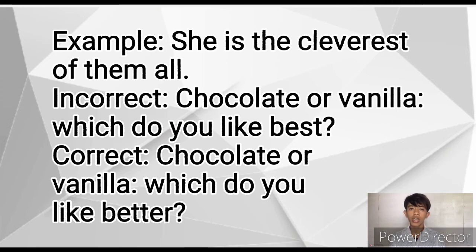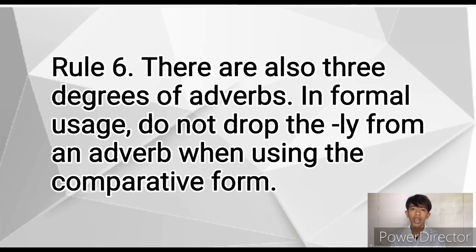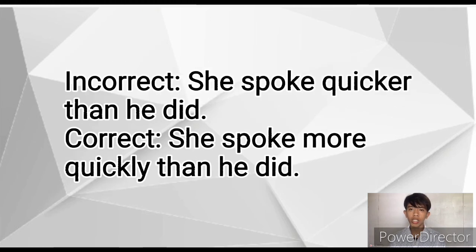Incorrect. The incorrect sentence is: chocolate or vanilla, which do you like best? The correct sentence is: chocolate or vanilla, which do you like better? And rule number 6, there are also three degrees of adverbs. In formal usage, do not drop the ly from an adverb when using the comparative form. Incorrect sentence: she spoke quicker than he did. The correct sentence is: she spoke more quickly than he did.